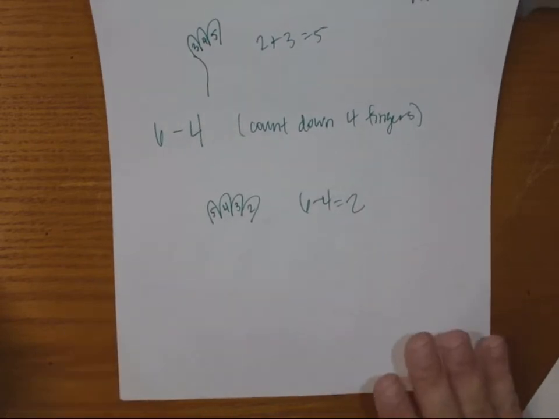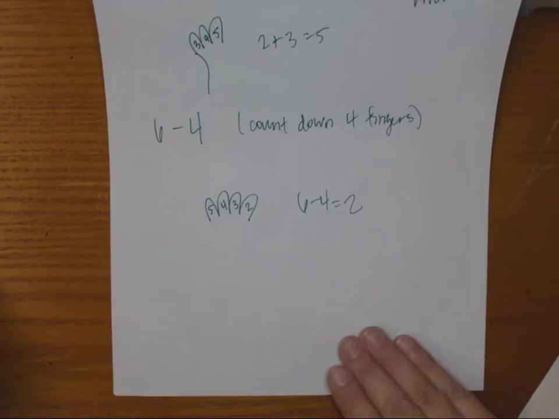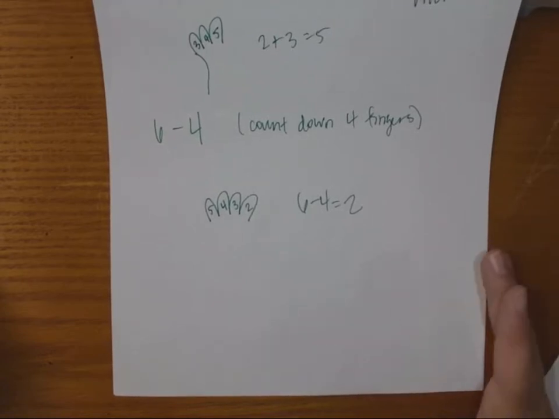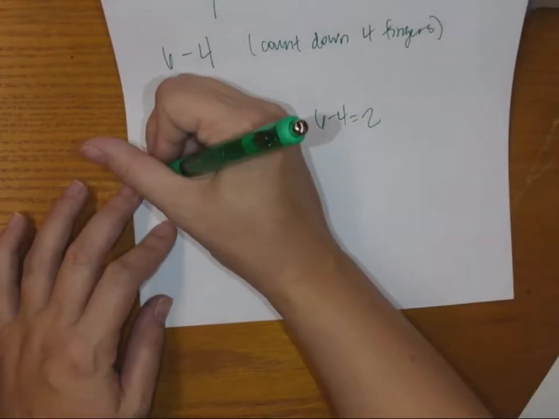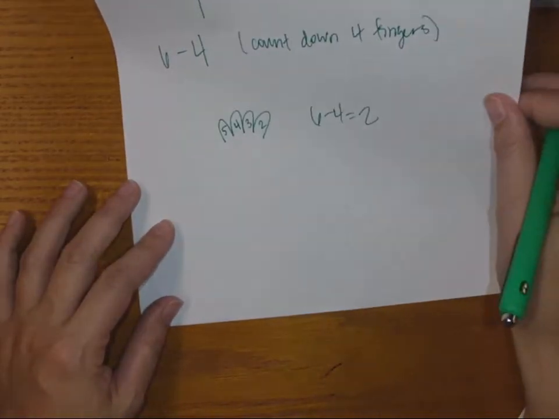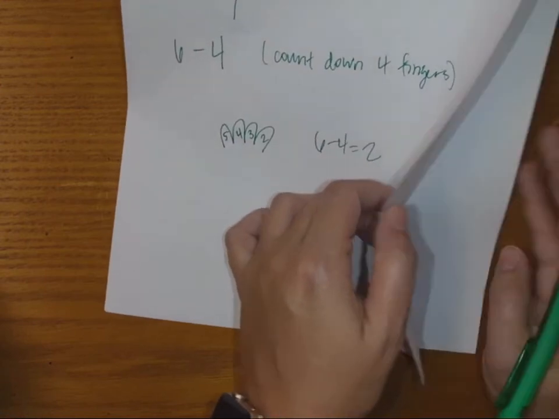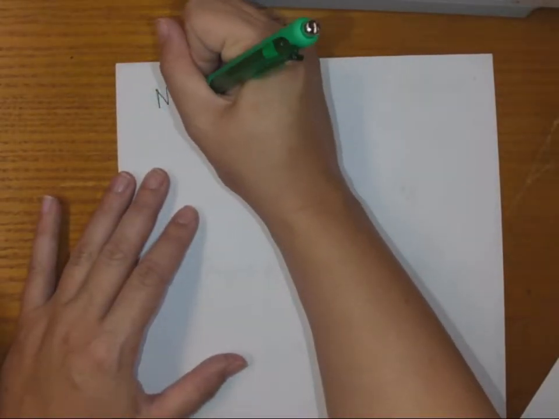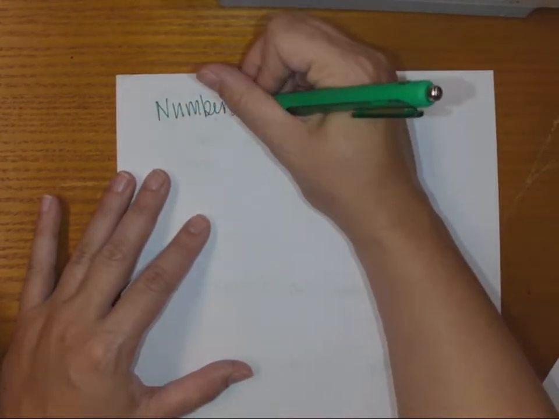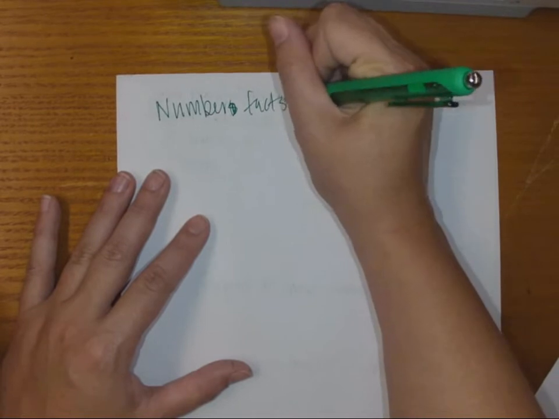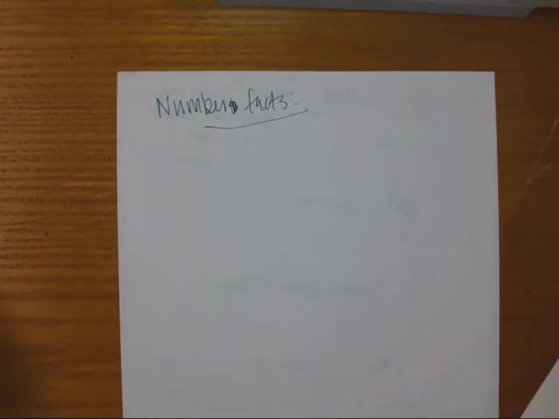So once they've jumped from direct model to counting method, the next jump would be using a number fact to be able to do addition and subtraction. And this is what we spend the majority of elementary school mastering, is fluency with number facts. So there are 2 different types of number facts we're going to talk about.